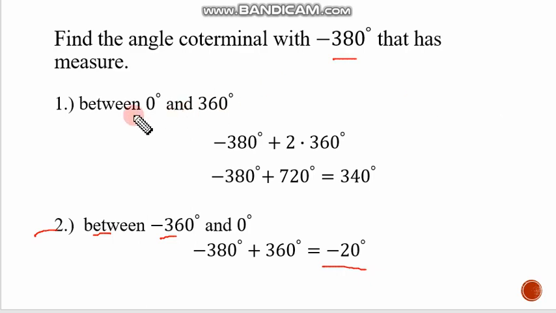And if there are conditions such as this, you just follow them. If, for example, in one turn, or adding 360 degrees to a certain angle, it does not satisfy the condition, we will add another 360 degrees. If it still doesn't, we will add another 360 degrees until it satisfies the condition given.